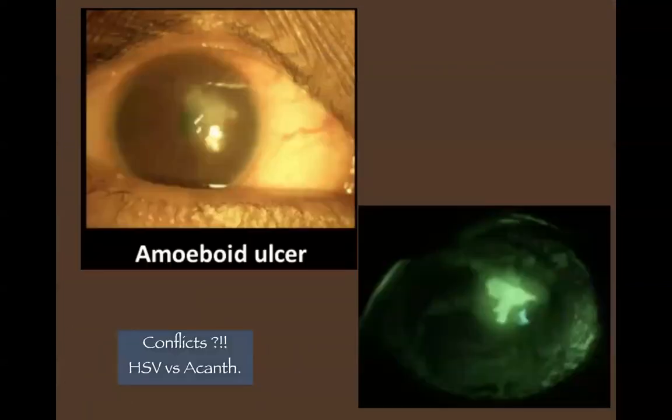So you have to check for the corneal sensation, by touching the cornea with a tip, in such cases. The dendritic ulcer may be mistaken for acanthamoebic keratitis, so you have to differentiate between both.